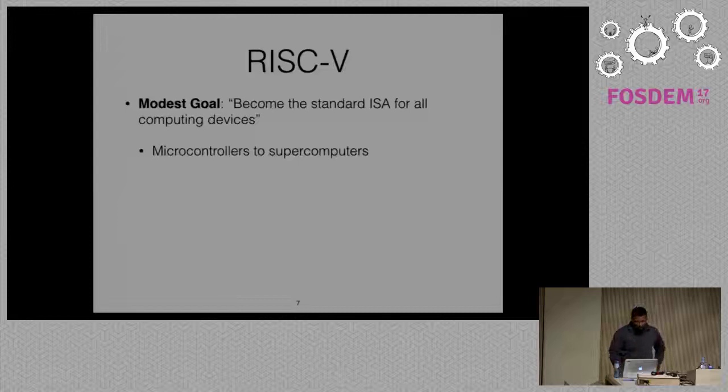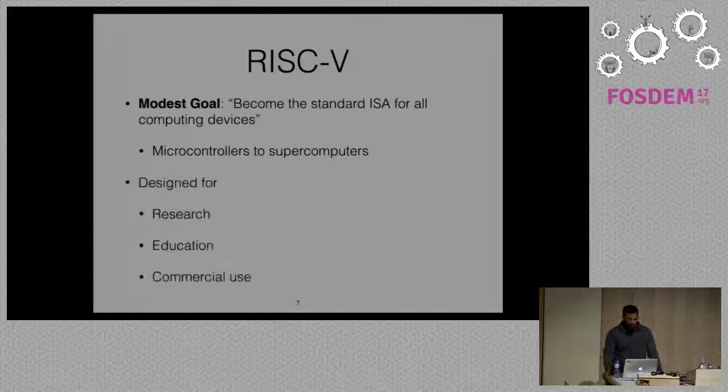RISC-V is designed for research, education, and commercial use. Research and education were kind of the initial uses because RISC-V actually came from the University of California, Berkeley. They were using it for research and education. And it's also becoming more widely used in the commercial sector. People are building products on RISC-V. And if you go to the RISC-V workshops, it's kind of interesting.